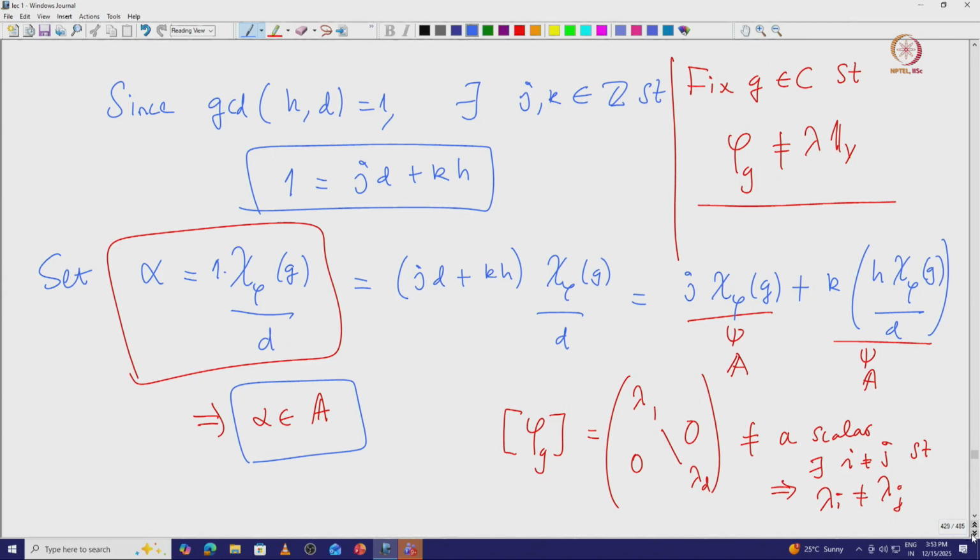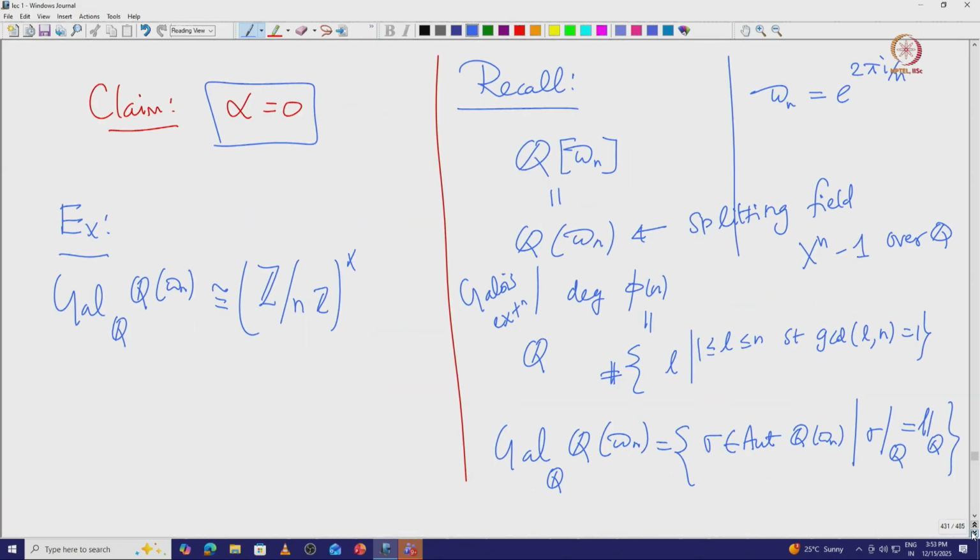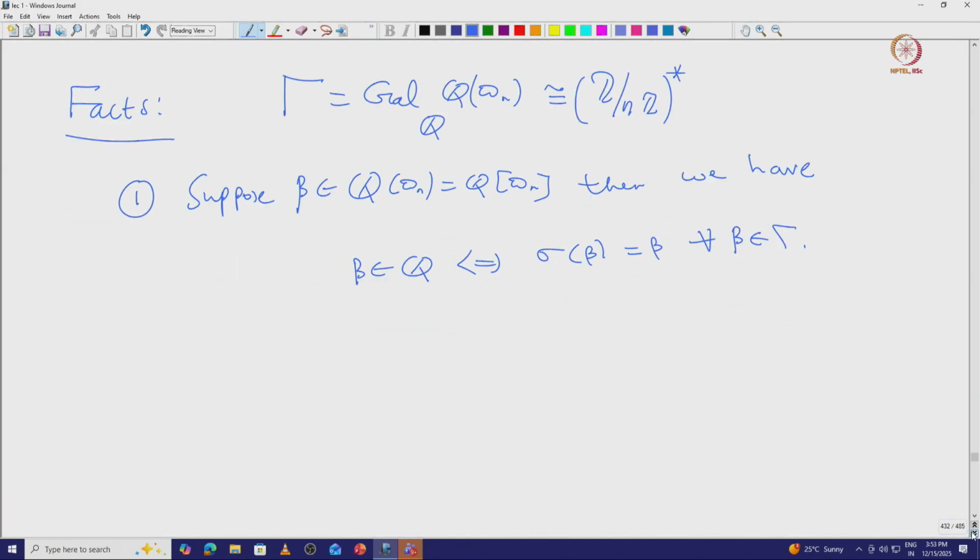Since the absolute value of this alpha is indeed less than 1, that immediately implies that alpha must be 0, because there is no non-zero integer whose absolute value is strictly less than 1. So, that is the strategy. So, that is what we are going to use. In particular, in order to prove that alpha is a rational number, we will prove that alpha is indeed fixed by all sigma in gamma.